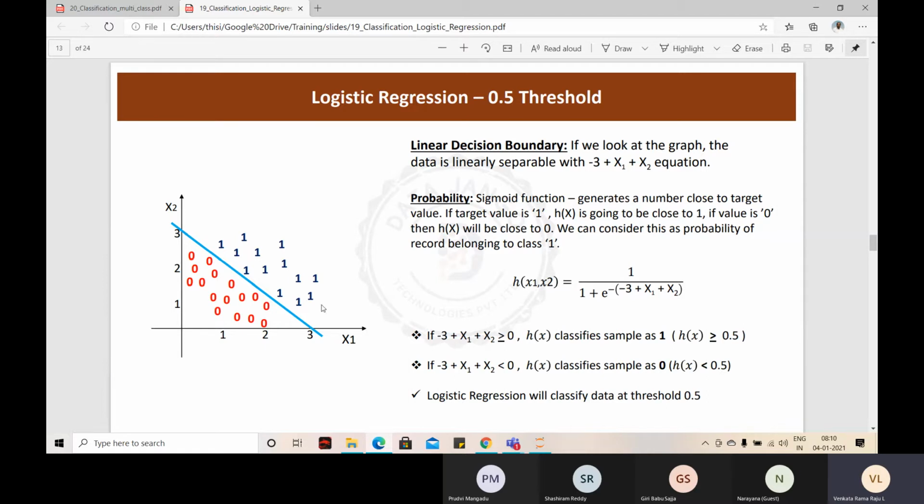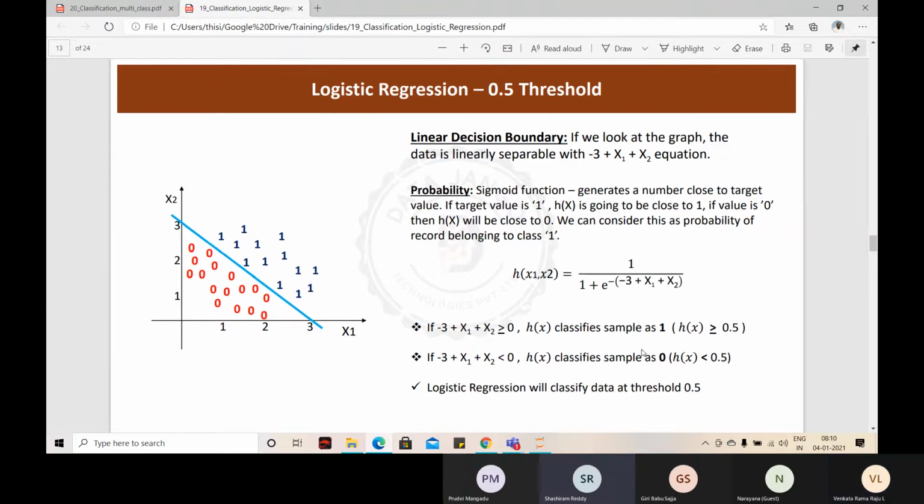Until and unless the decision score, or the equation's outcome, is greater than or equal to 0, you will not get a probability greater than 0.5, right? Got it? So in a multi-class classifier, the decision score function will give only one positive value, and the rest negative, mostly.